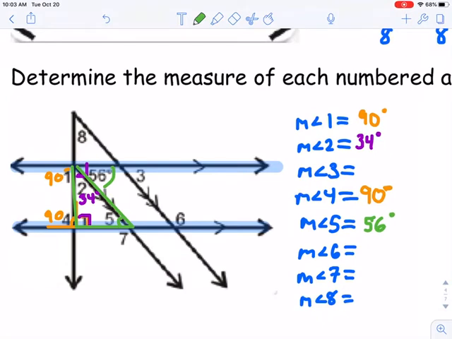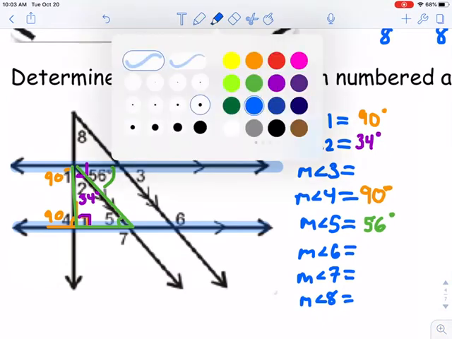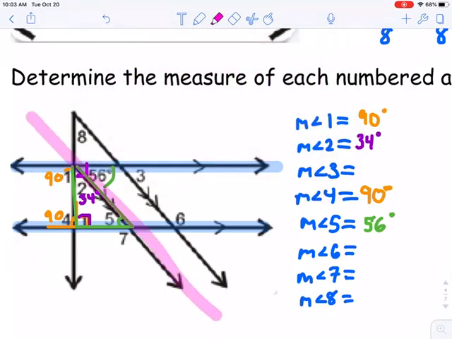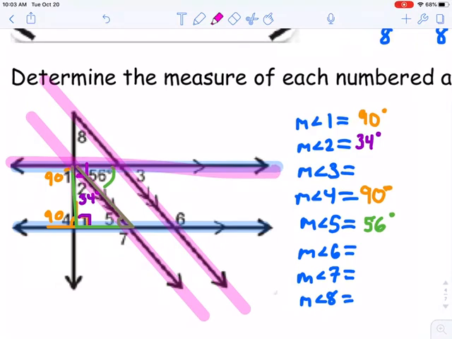All right, so now let's focus on this other pair of parallel lines. All right. And then this. All right. Now 56 degrees and angle 3. Those are corresponding angles. They're in the same relative position. So angle 3 is going to be also 56 degrees. I guess I didn't need to look over there.